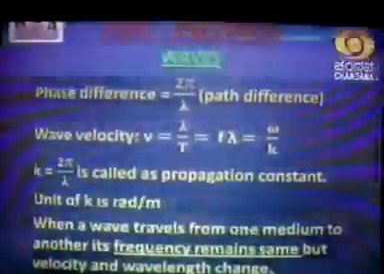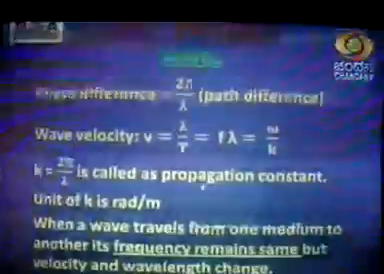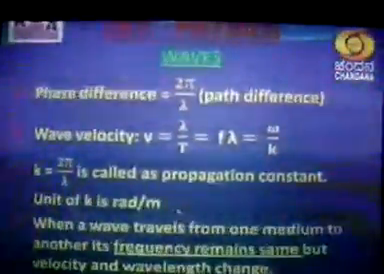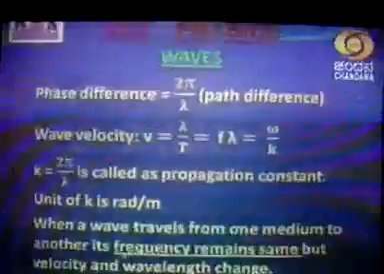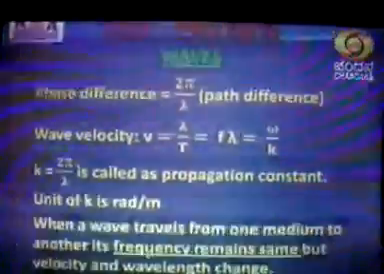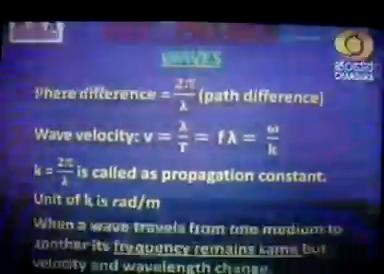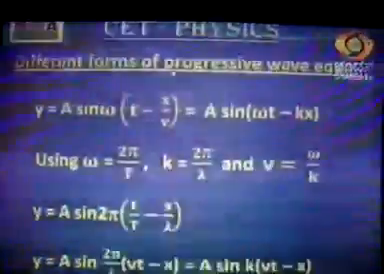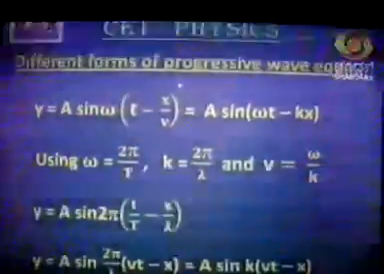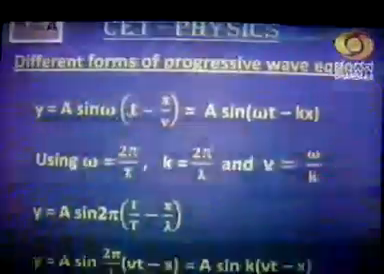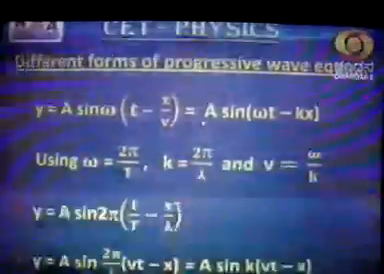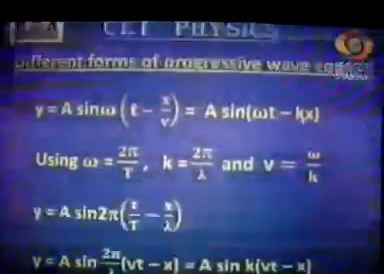K equal to 2 pi by lambda is called the propagation constant or angular wave number, which is expressed in radian per meter. When a wave travels from one medium to another medium, its frequency remains the same, but the velocity and wavelength change. Then, different forms of the progressive wave equation. The first equation: y equal to a sin omega times (t minus x by v). It can also be written as a sin(omega t minus kx).